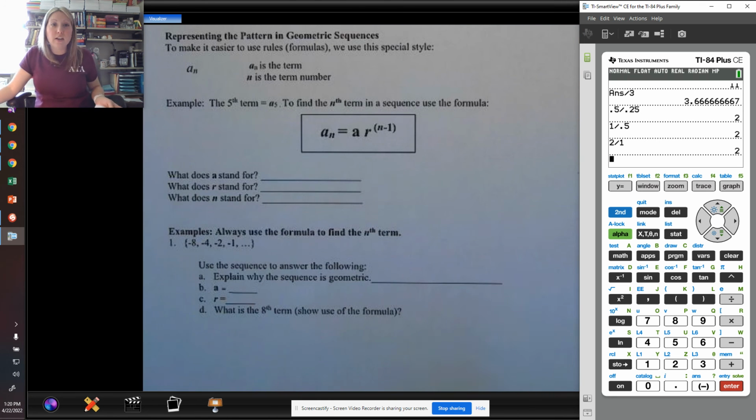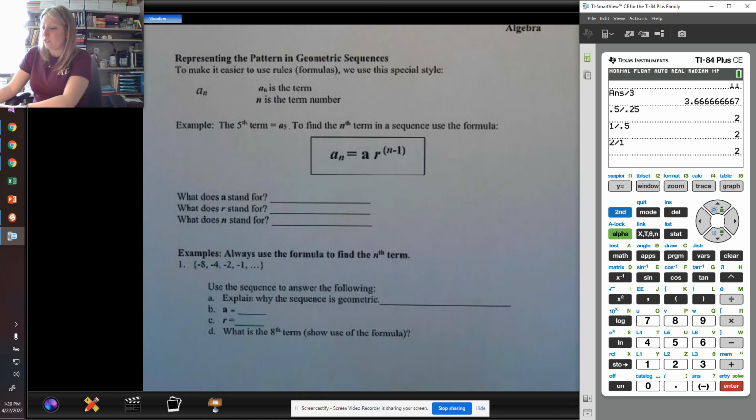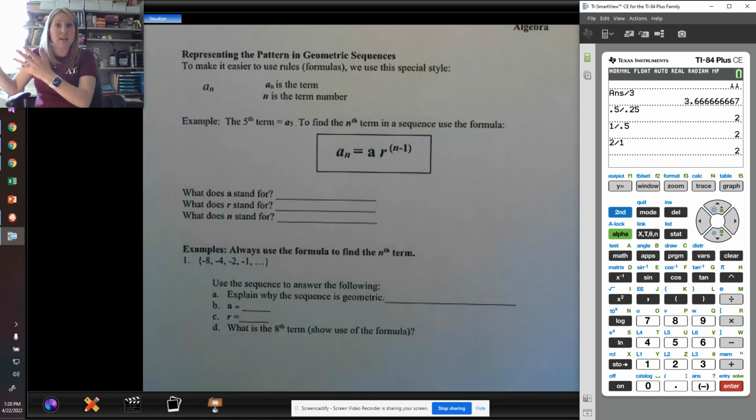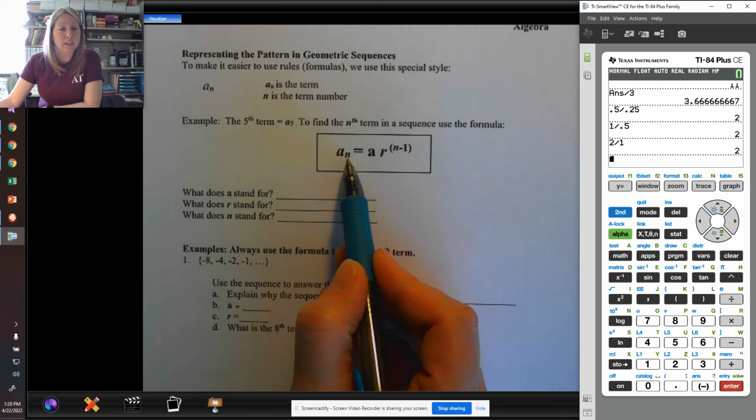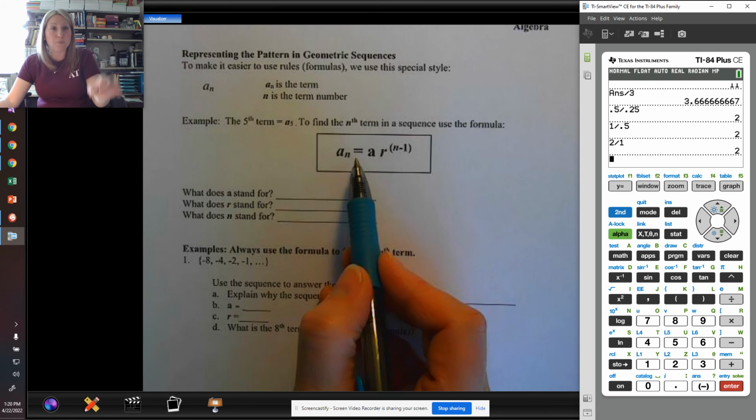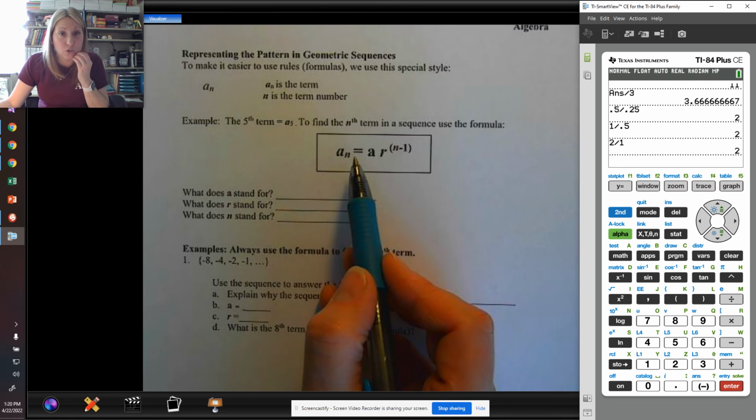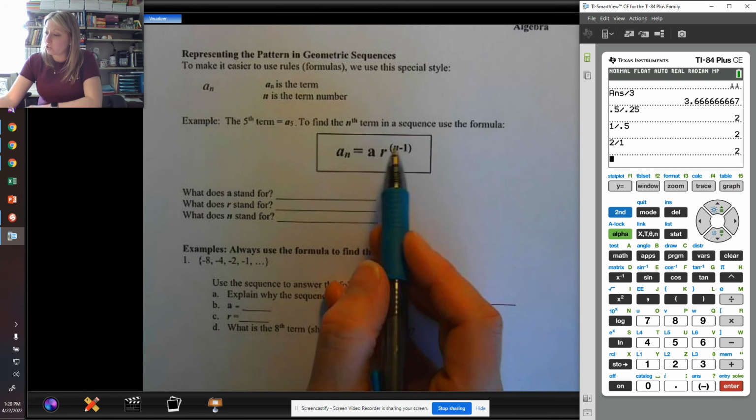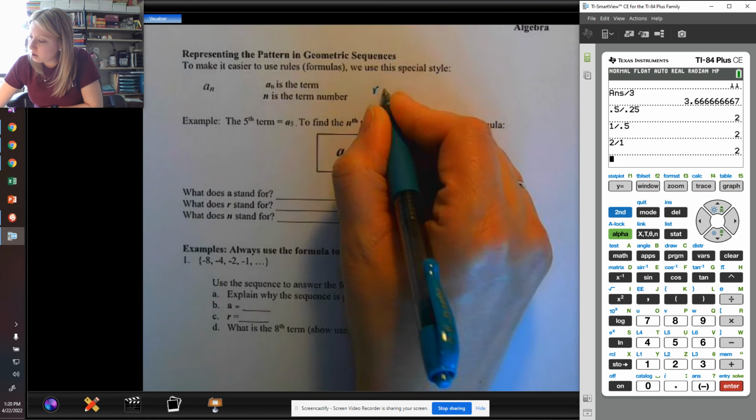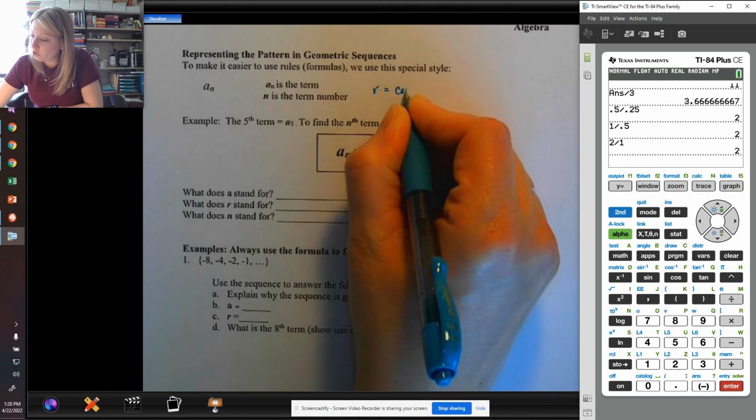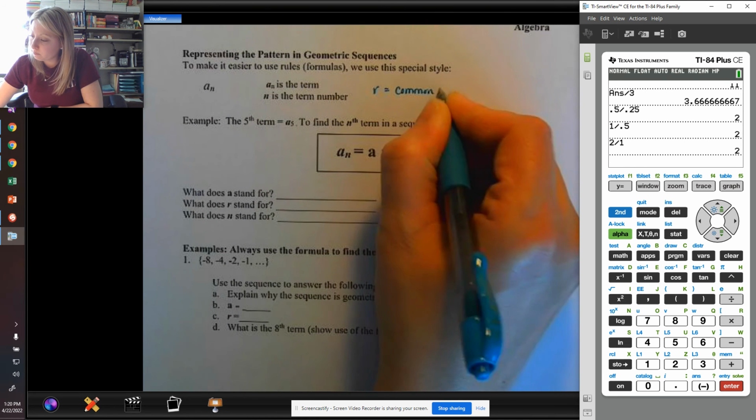So let's continue on and look at our geometric pattern in an actual formula. So, of course, we've got A to the subscript n. That's giving us n is the term number that I want, so the nth term. R is going to be our common ratio. Oh, they're below. That's why.